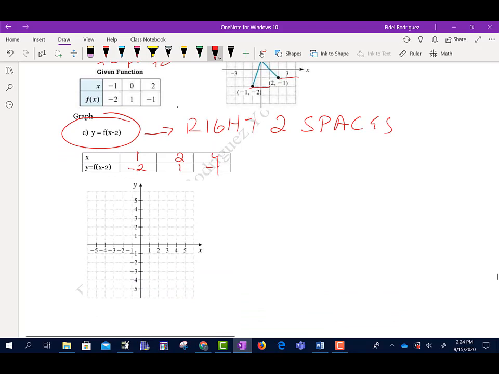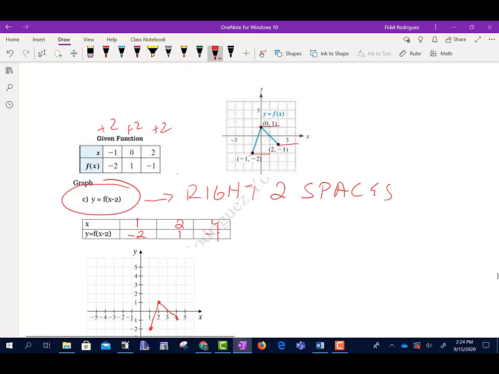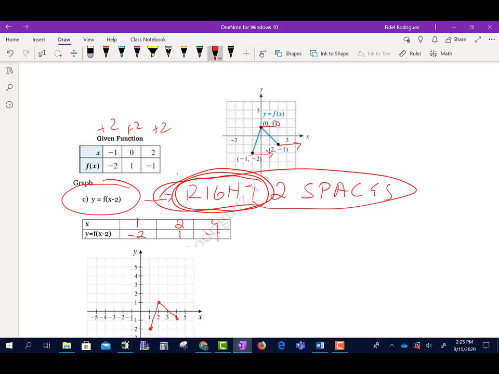So now, let's go ahead and plot those points. So 1 and -2 would be right here. 2 and 1 would be right here. And 4 and -1 would be right there. And again, if you notice, all we have really done, guys, is we took this function and moved it to the right 2 spaces. And you might say, I know it has a -2. Why are you adding 2? The reason I'm adding 2 is because I'm going what direction? To the right. So if this has a minus on the inside, you're going to do the opposite. You can actually go to the right, okay?